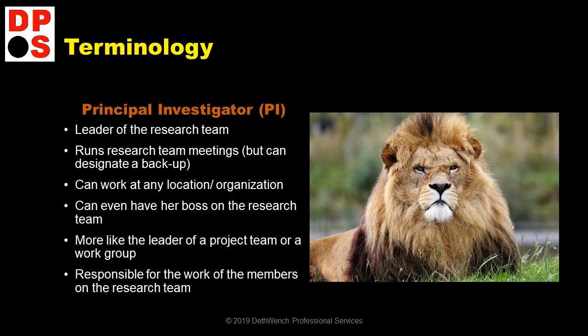Let's cover some research leadership terminology. The leader of a research team is called the principal investigator, or PI for short. The PI is expected to hold and run all the meetings, but she can designate a backup for any of her tasks from time to time, just as any team leader can.